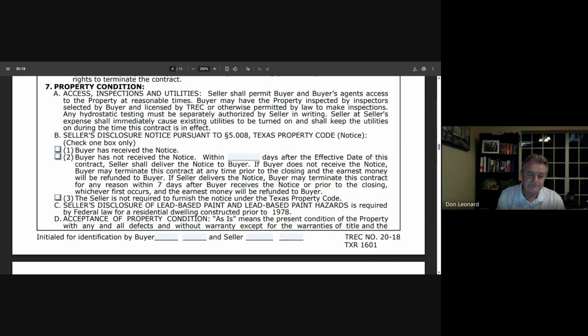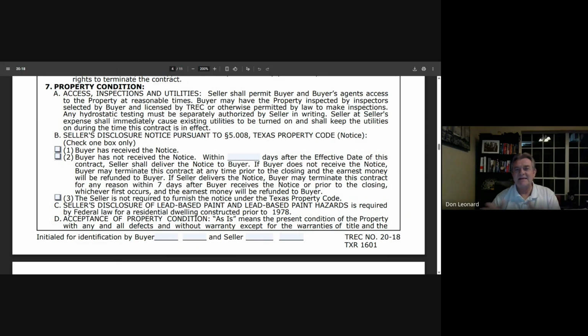licensed inspector. The TREC licensed inspector is one individual who has the ability to check everything versus otherwise permitted by law to make inspections. That means an electrician could do an electrical inspection, plumber could do a plumbing inspection, roofer could do a roofing inspection, HVAC could do heating and air conditioning, a foundation engineer could do foundation. Logistically, trying to get each one of those tradespeople out there in this very short period of time, probably not going to happen. So almost 100% of the time, it's going to end up being a TREC licensed inspector.